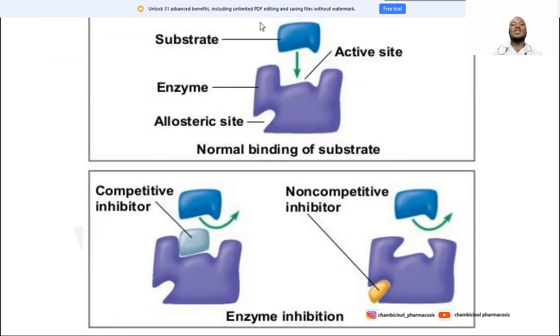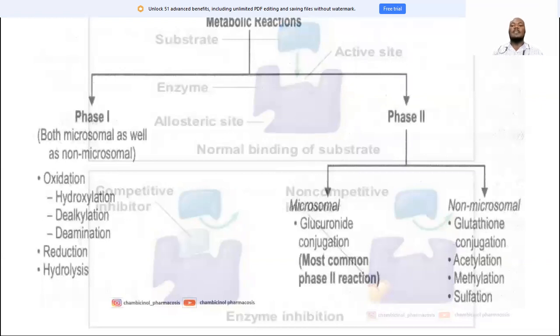So the substrate which is to be metabolized acts directly on the active site. But there is another substance here, substance B, which can compete for the active site. This is called the competitive inhibitor, and it prevents the action of drug A. It can also bind to the allosteric site and induce a conformational change of the enzyme, which can prevent drug A from binding to the active site. So that is the way inhibition can occur in this case.